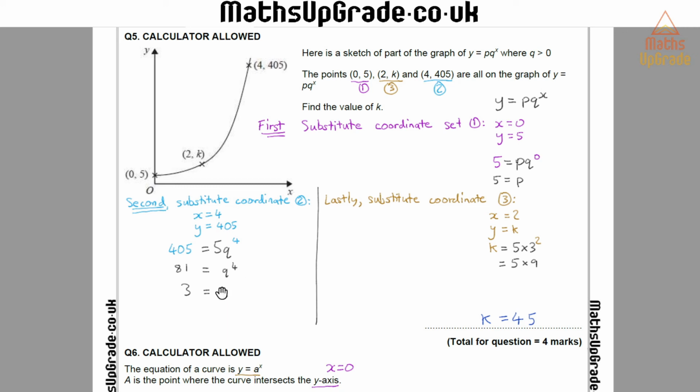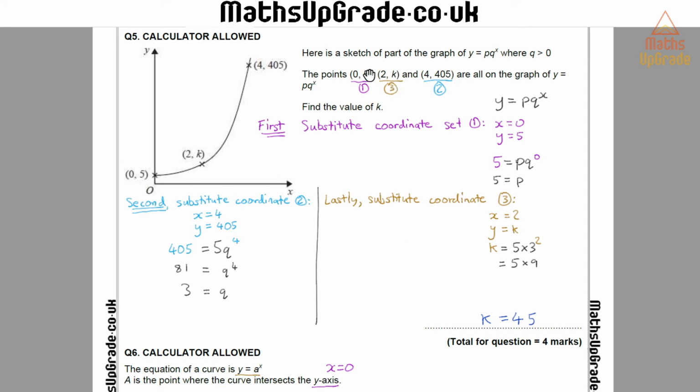Now I need to find the 4th root of 81. On your calculators you can do this quite easily. So q equals 3. In other words, 3 to the power of 4 is 81. So q definitely equals 3. The last thing I'm going to do now, since I know the value of p and I know the value of q, so basically I know this whole equation now. I know that y equals 5 times 3 to the x. 5 times 3 to the x.